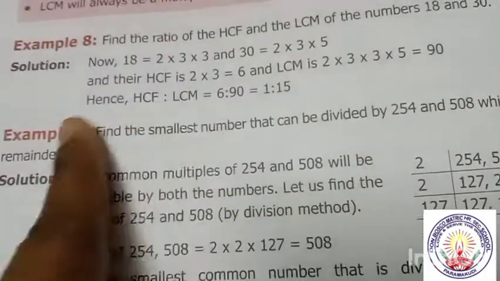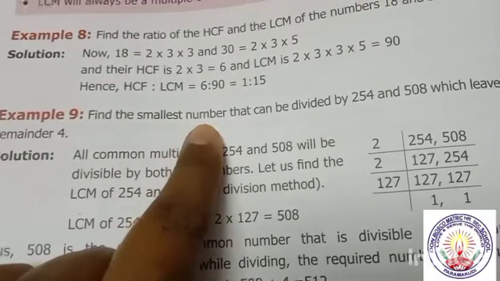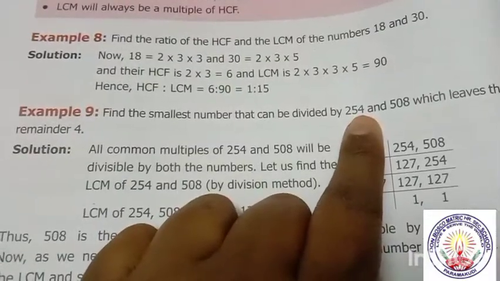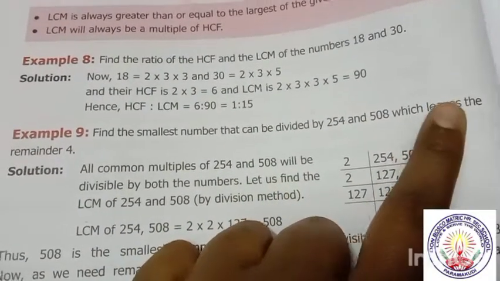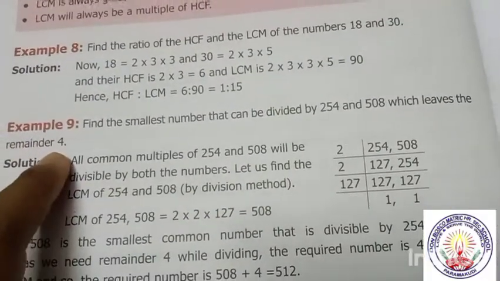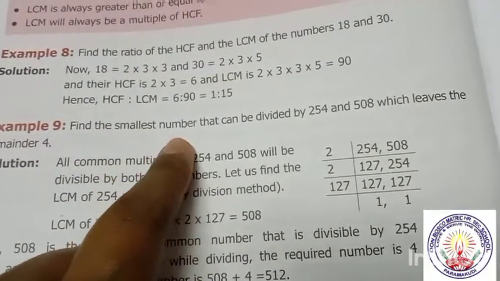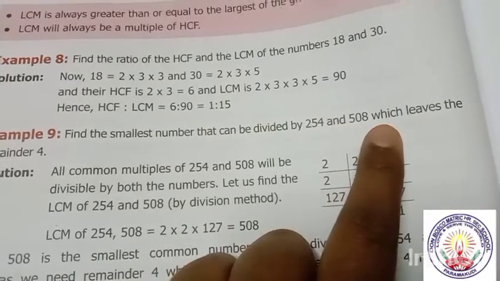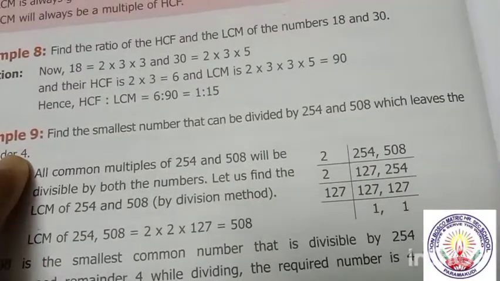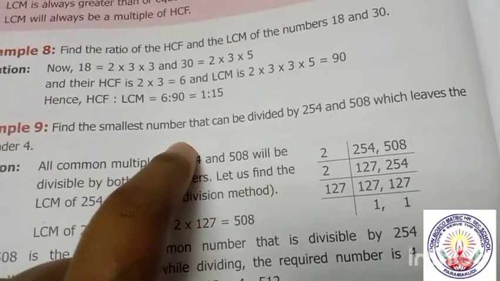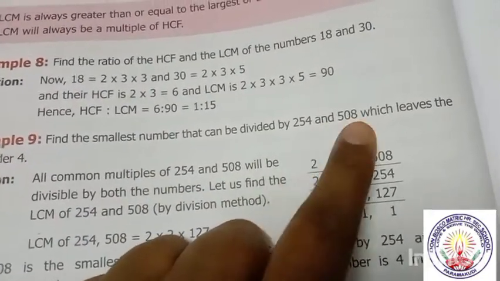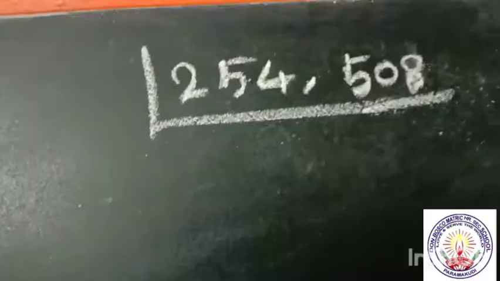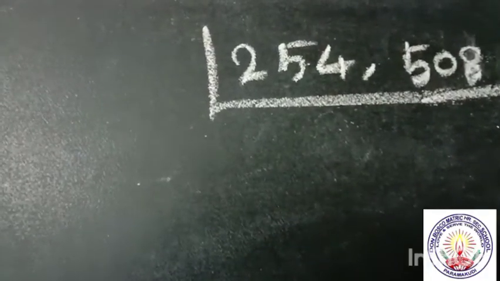Okay. In example 9, find the smallest number that can be divided by 254 and 508, which leaves the remainder 4. We need one smallest number which is divisible by 254 and 508, but with the remainder 4. That was the question. In this question, first of all we will find out the LCM.